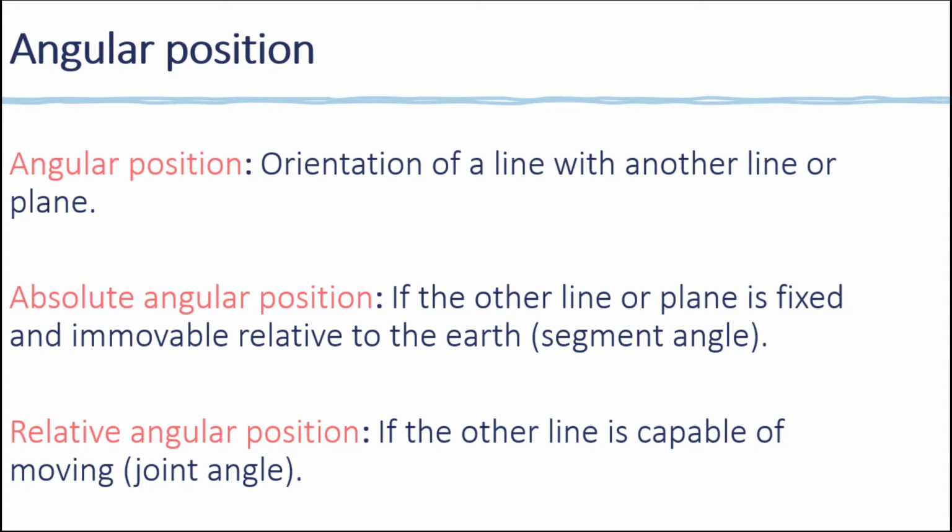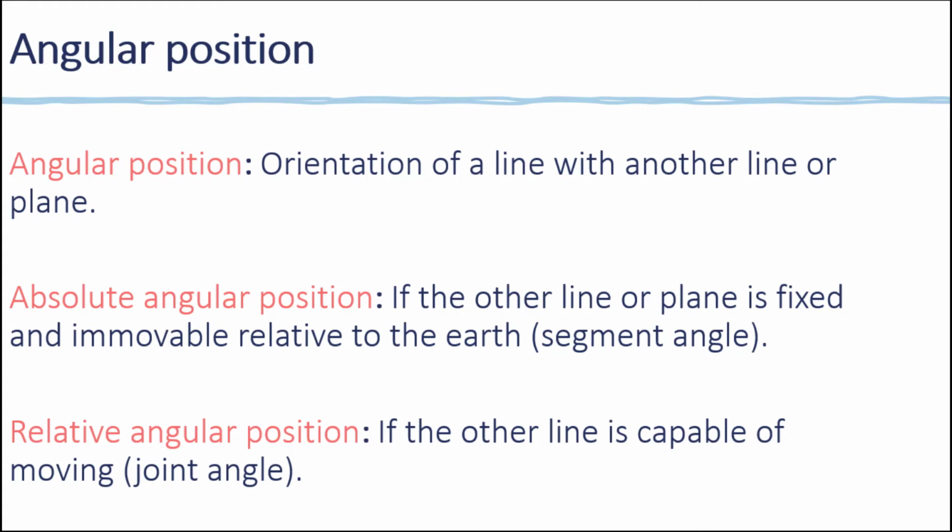Now, if that other line or that other plane is fixed and immovable relative to the Earth, then the angular position is what's called an absolute angular position. For example, if you take your forearm, then the angle that your forearm makes with this sort of imaginary horizontal plane would describe the absolute angular position of your forearm, because that horizontal plane is a fixed reference. So another way of describing an absolute angular position is a segment angle. So it's just the angle of your forearm in this case.